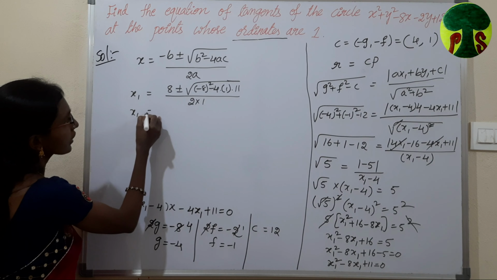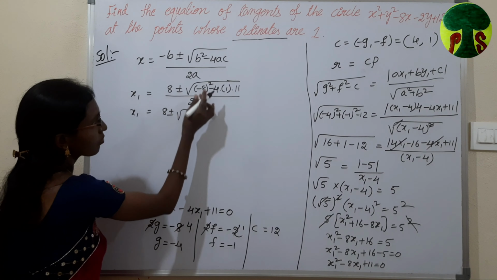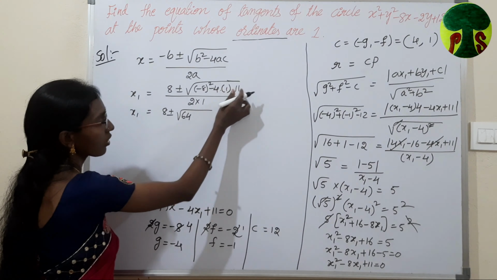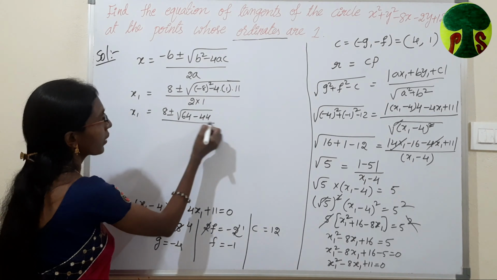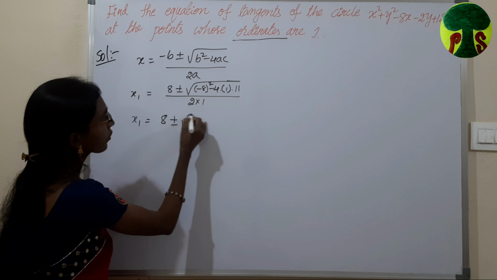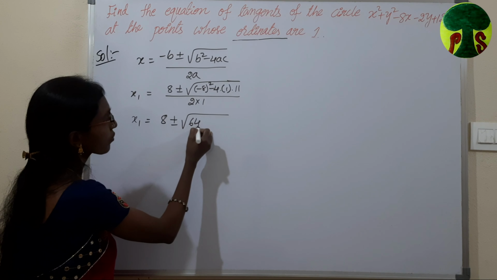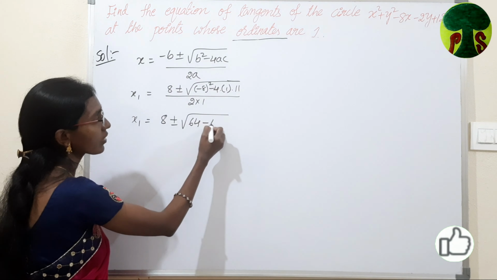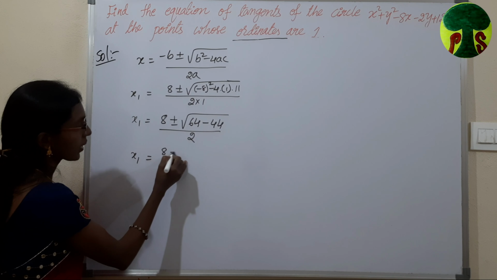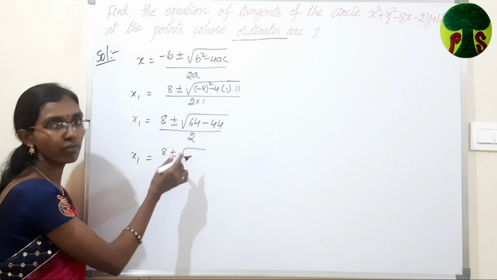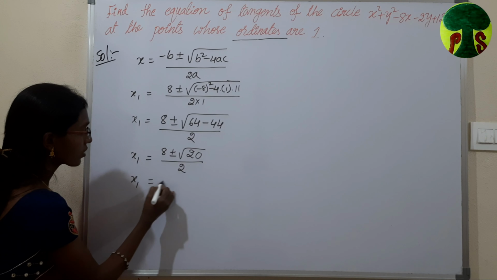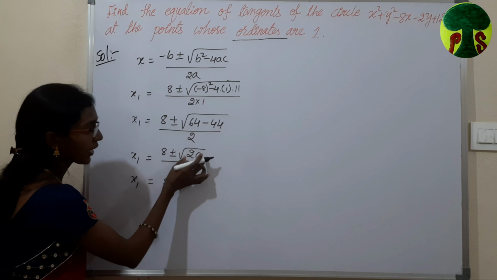So x1 is equal to 8 plus or minus square root of minus 8 whole square, which is plus 64, and minus 4 into 1 is 4, 4 into 11 is minus 44, divided by 2. Now x1 is equal to 8 plus or minus square root of 64 minus 44, which is nothing but 20, divided by 2.